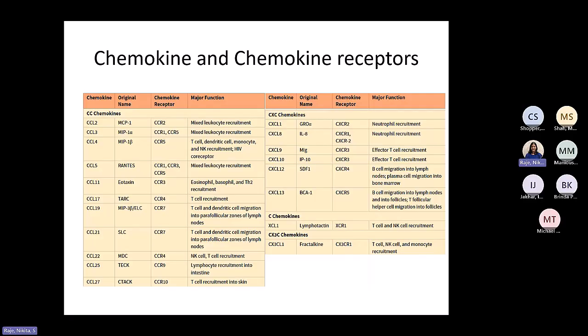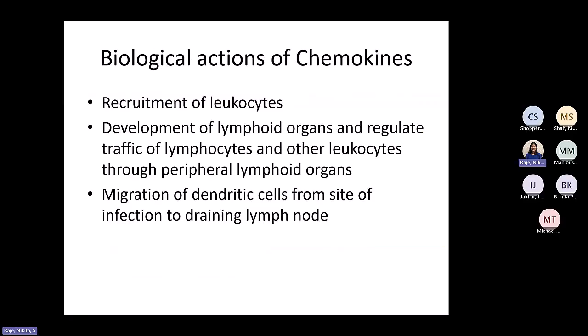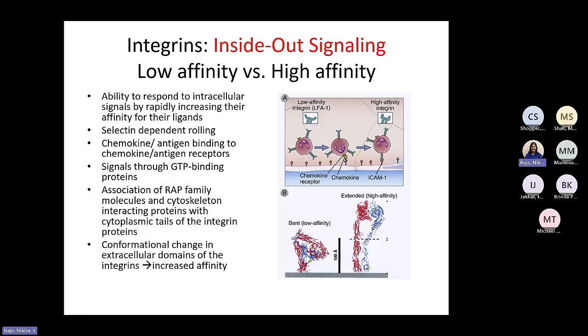All right, so those were the chemokines and chemokine receptors. So we want to know, what do these chemokines do? Chemokines help in recruitment of leukocytes. They also help in development of lymphoid organs and regulate the traffic of lymphocytes and other leukocytes through peripheral lymphoid organs. They help in migration of dendritic cells from the site of infection to the draining lymph node. One of the important functions of chemokines and chemokine receptors is also something called inside-out signaling, which means they help the integrins go from a low affinity state to a high affinity state.